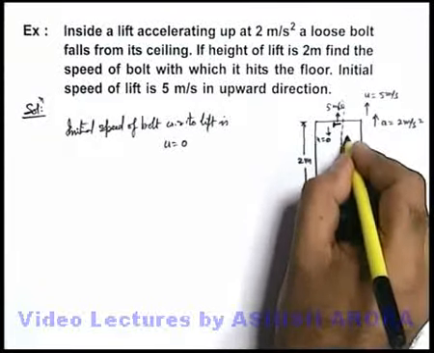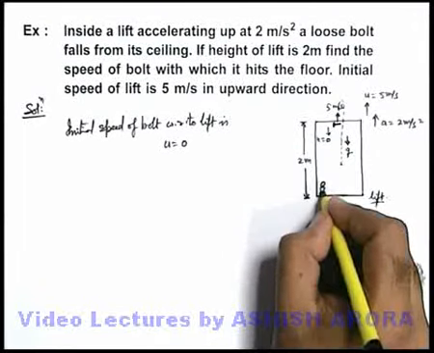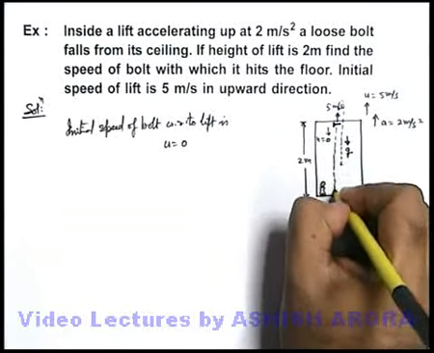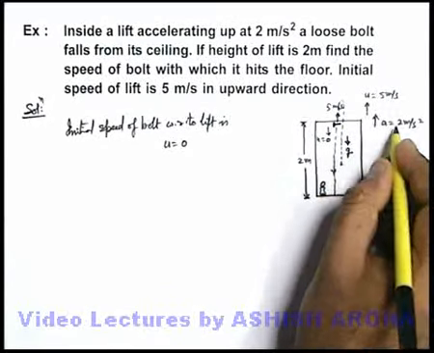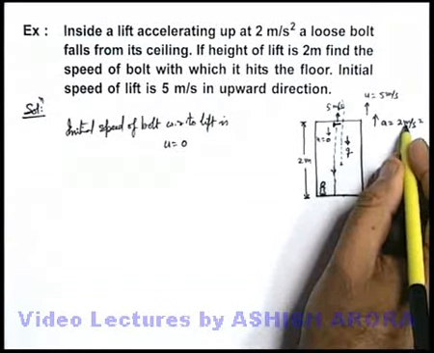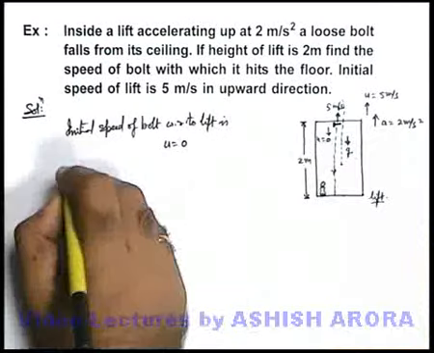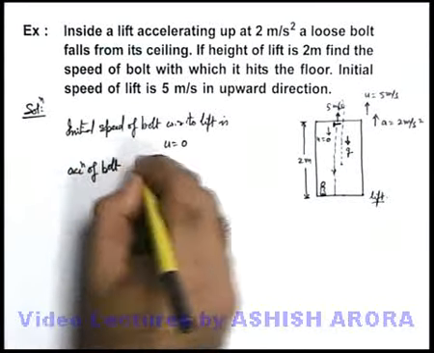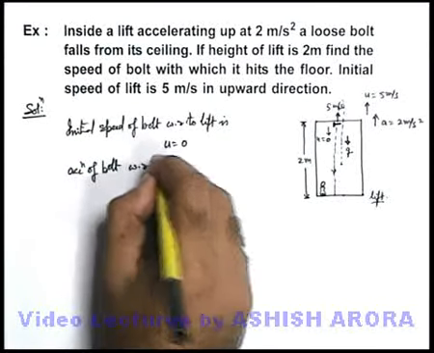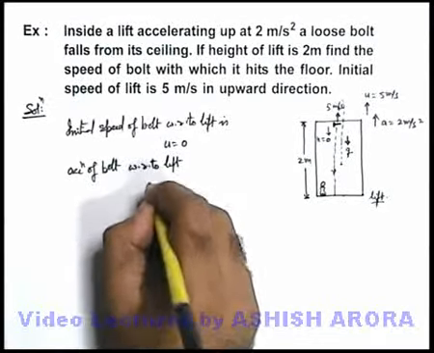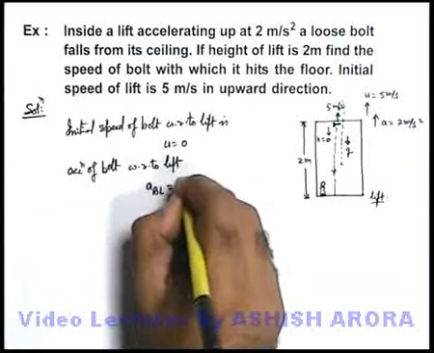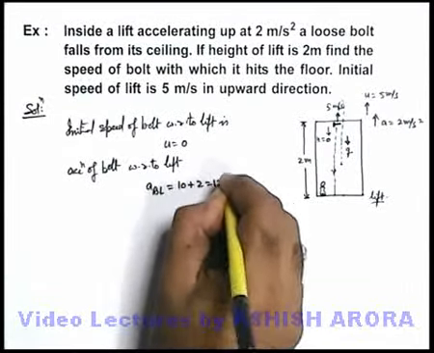If we calculate the acceleration of the bolt as seen by this observer, we can say the bolt is falling freely with an acceleration g and the lift is going up with an acceleration 2 meters per second square, which is opposite to g. So if we find the acceleration of the bolt with respect to the lift, this will be g plus 2, that is 10 plus 2, it is 12 meters per second square.